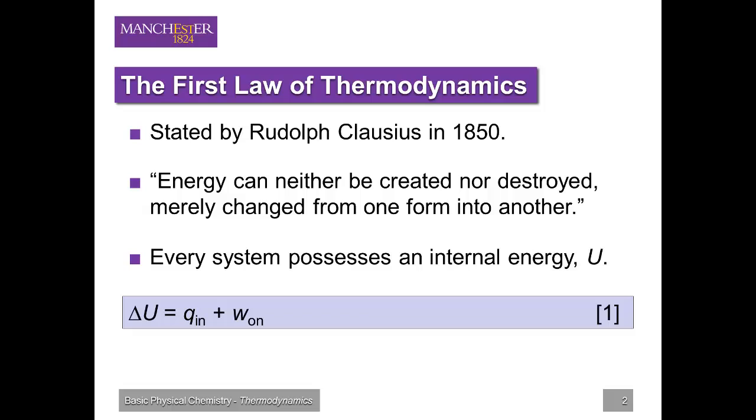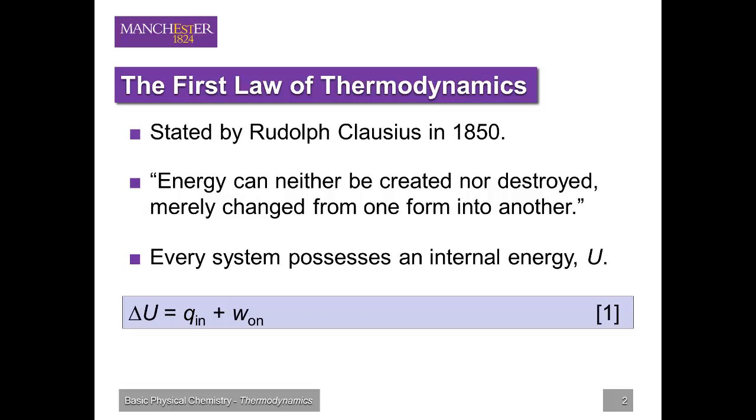This is expressed in mathematical form using the conventions laid out in the second lecture as equation 1. Delta U equals Q in plus W on. The heat supplied to plus the work done on a thermodynamic system must result in a change in the internal energy of that system.